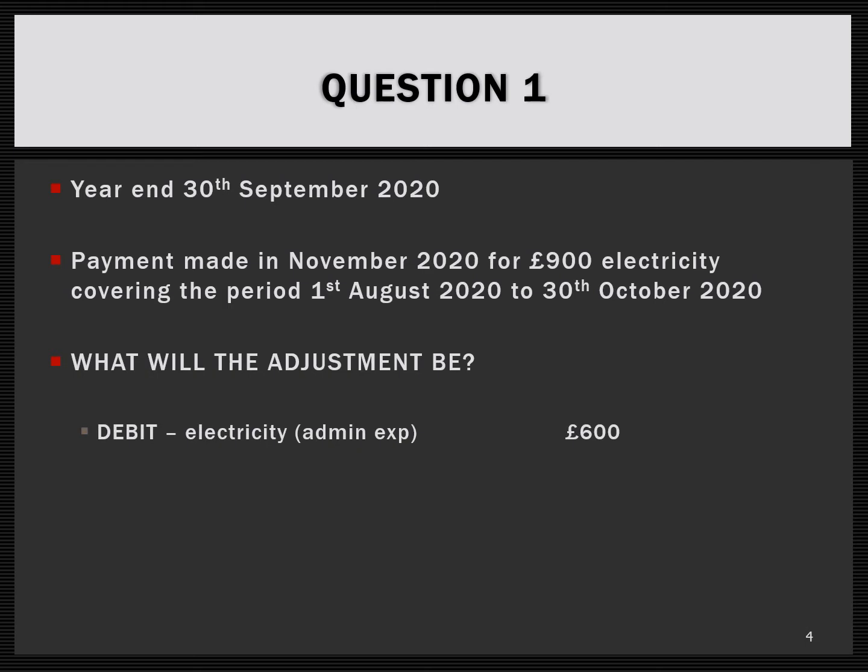And in this case, we need to include the cost of the electricity used from the 1st of August up to the year end, 30th of September. So it's 2 months out of that 3-month bill. So we need to increase our admin expenses by 600 and create an accrual that will be included with the trade payables figure.